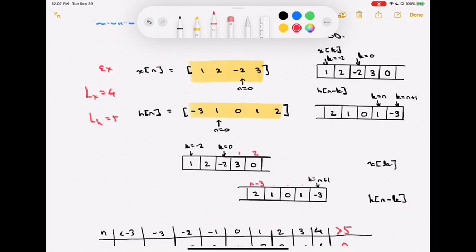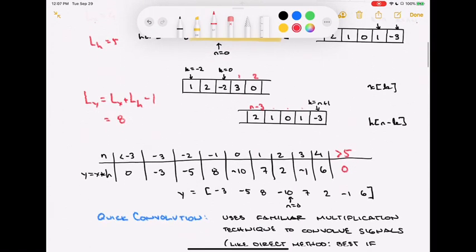And I know through the width property, which you could also express as the length property, that the length of y, right, is Lx plus Lh minus 1. That was one we derived before. So 4 plus 5 is 8 minus 1 is, or 9. 4 plus 5 is 9 minus 1 is 8. So I should have a length 8 result. Let's see if that worked out.